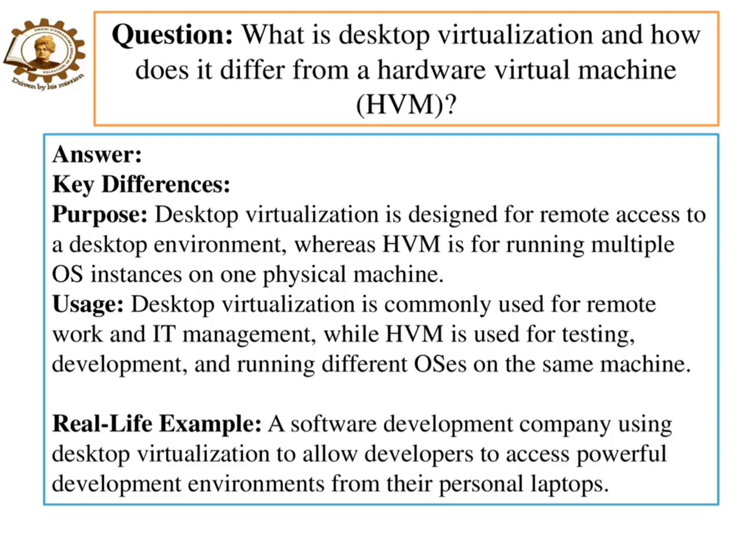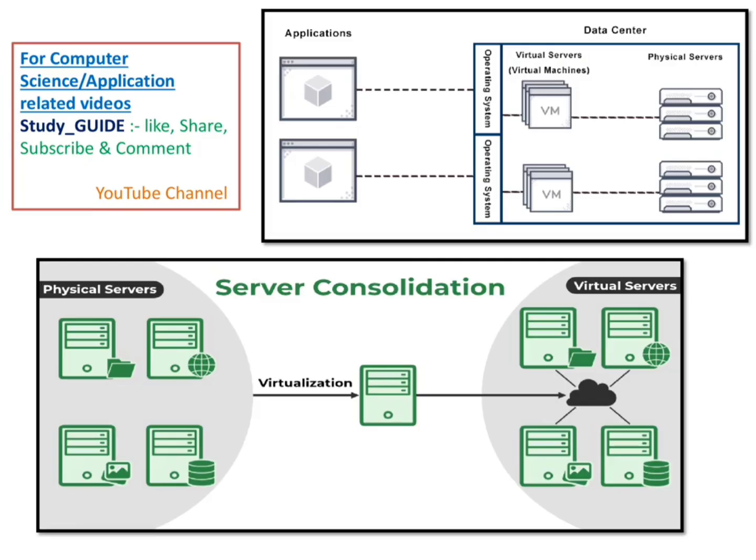Now number 3, server virtualization. It creates virtual servers that run applications and services like a web server or database server. Let's take an example of it. A company might virtualize its web server to handle more traffic or easily scale resources up or down. Now just think of it like this. HVM is a blank room you can customize, while desktop virtualization is a pre-decorated workspace.